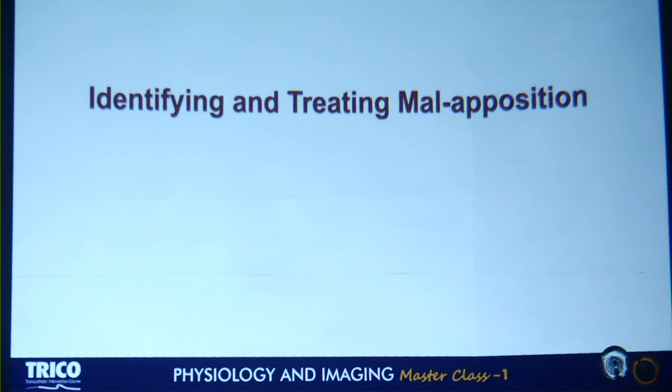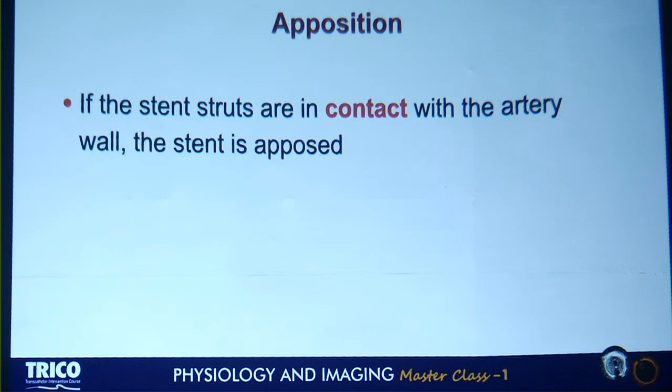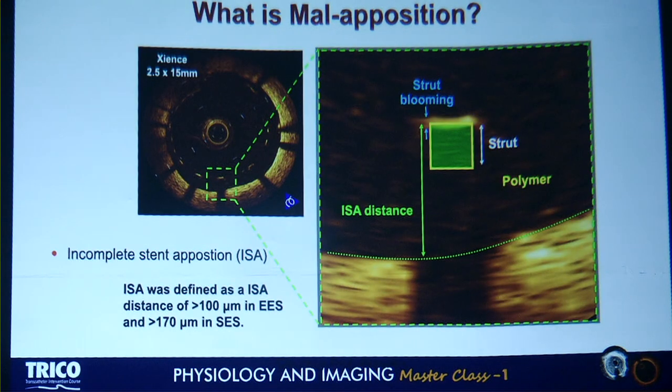Identifying and treating malapposition, again, discussion has already been done. If the stent struts are in contact with the arterial wall, the stent is apposed. Nowadays, because the Cypher stent is not available, we have to consider a distance of more than 100 microns, because most of them are thin strut stents.